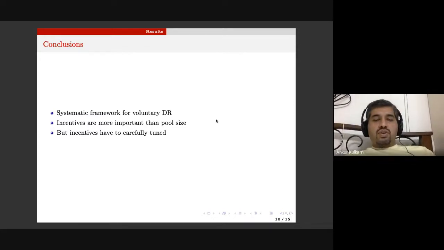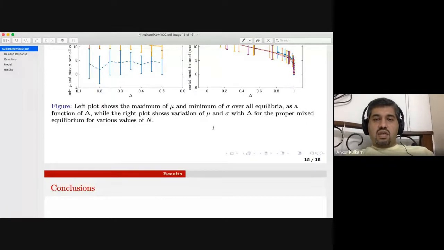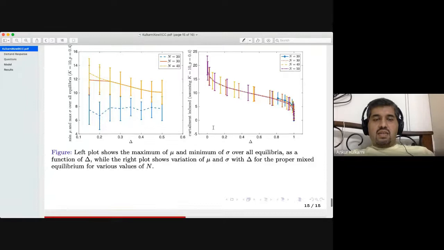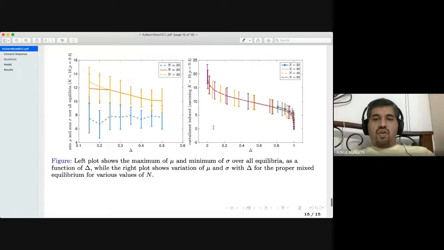Okay, so this is what I had planned to present as an example of signaling for demand response. I have more complex material also.